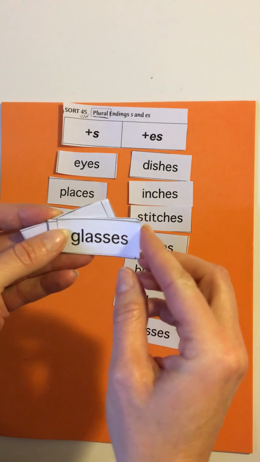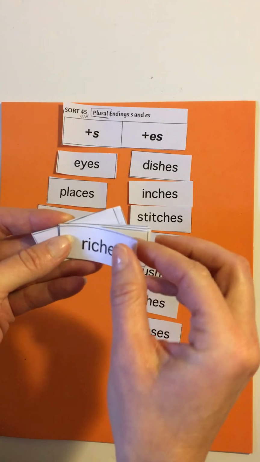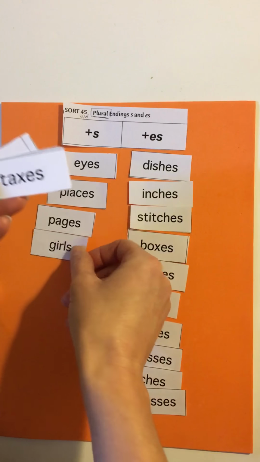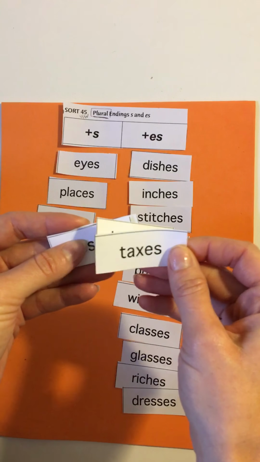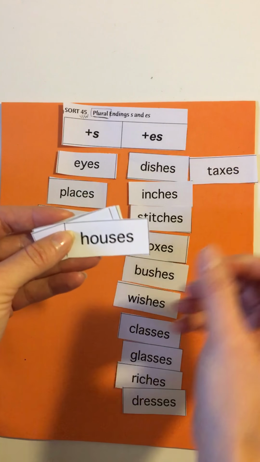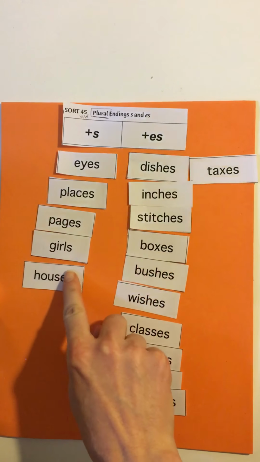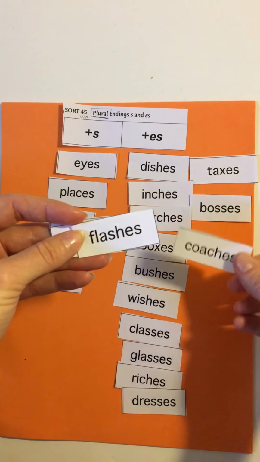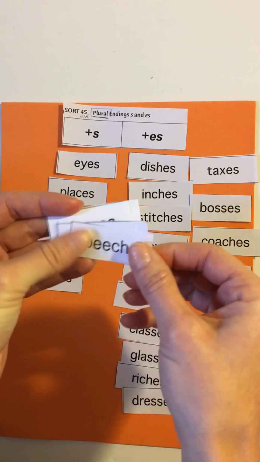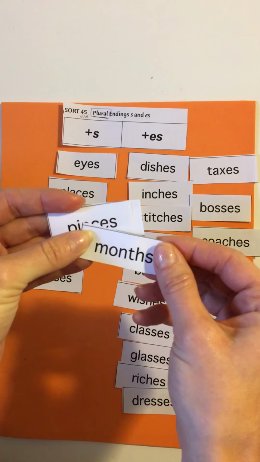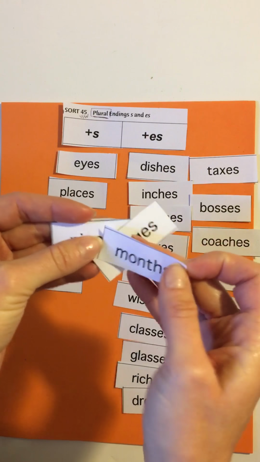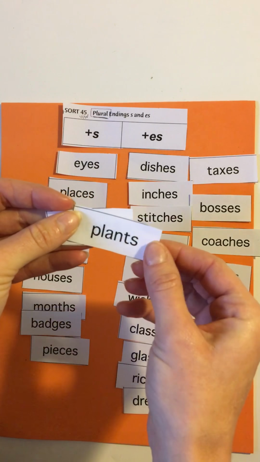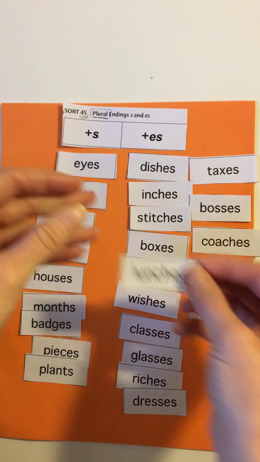Glasses. Riches. Dresses. Girls. Taxes. That one is adding ES. Houses. That one, the base word already has E. Bosses, coaches, flashes, speeches, months, badges, pieces, plants, and lunches.